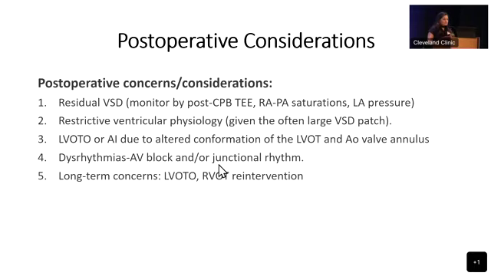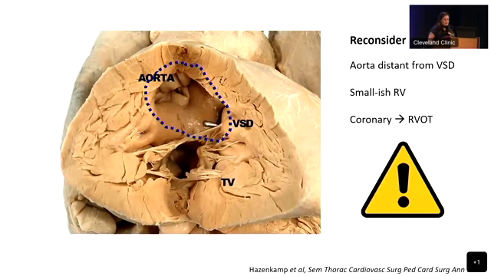And then dysrhythmias, particularly in the setting of VSD enlargement, AV block, something we like to avoid and hopefully should avoid. And I think learning from Diane Spicer and our cardiac morphologist will make us all better. And then junctional rhythm. Long-term concerns, of course, are left ventricular outflow tract obstruction and then the need for RV outflow tract intervention.